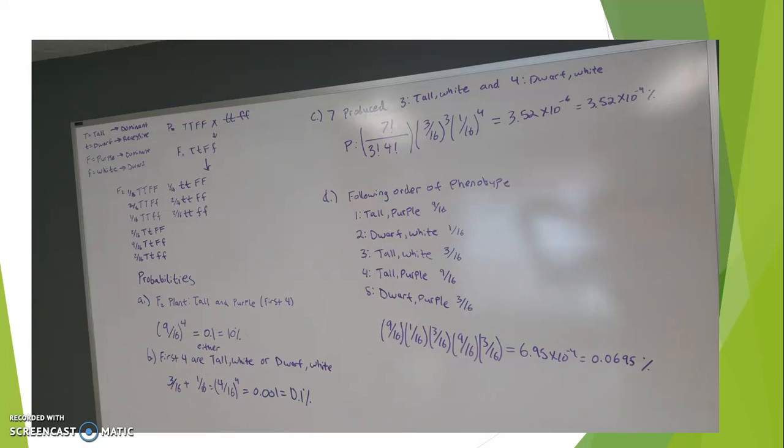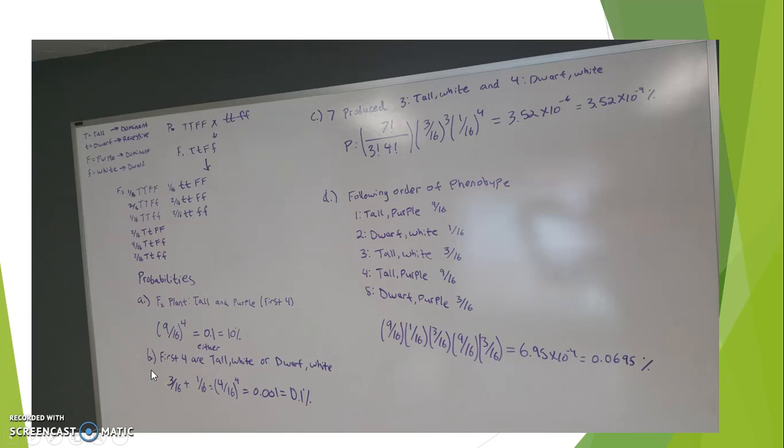So we have the first four children. What is the probability of them being tall and purple? And so we go here to the key and figure out that 9 out of 16 of them are going to be tall and purple according to their genotypes. And so all you do is raise that to the 4, or take 9 divided by 16 times 9 divided by 16 times 9 divided by 16 times 9 divided by 16, and you get about 10%.